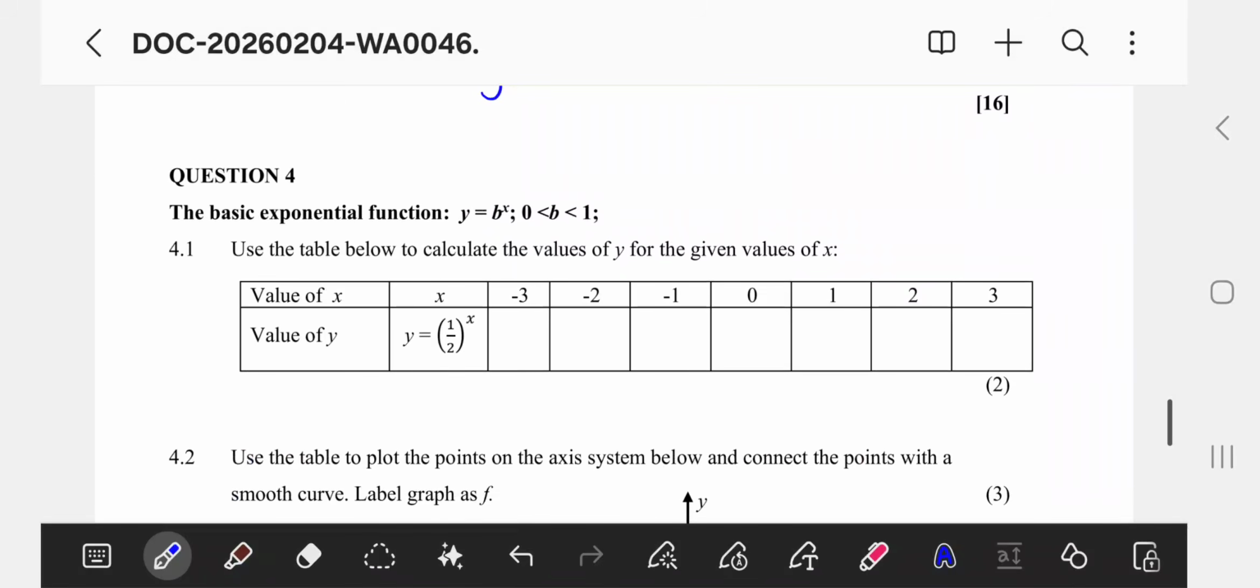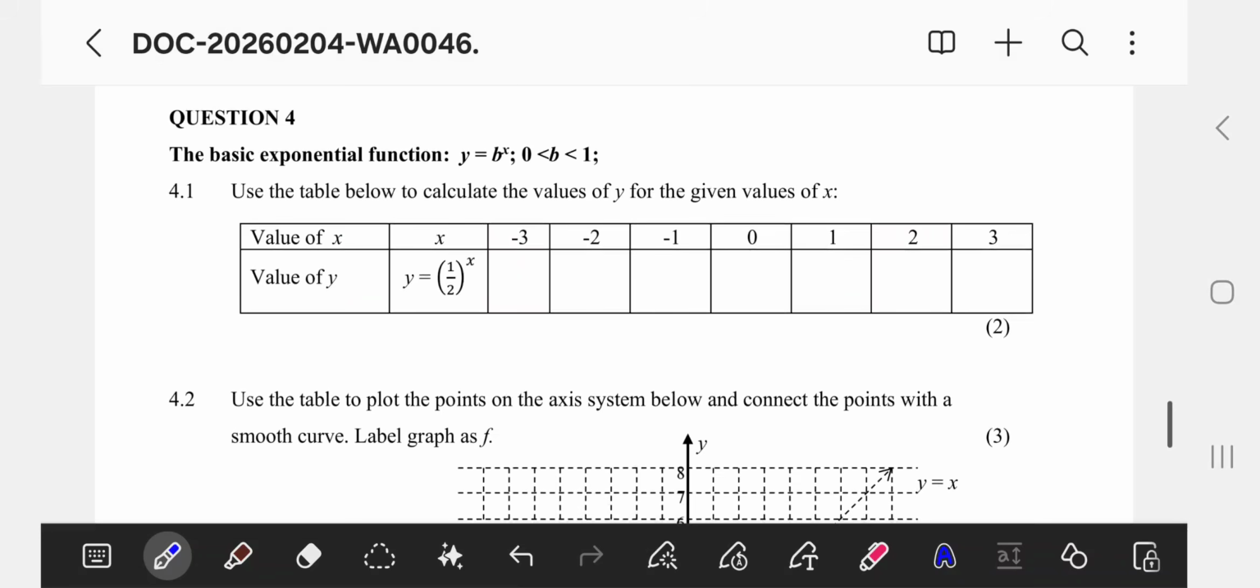Now when we look at question 4, it is also another exponential function in the format y is equal to b to the power x, but this time b lies between 0 and 1. So we can expect fractions like 1 over 2, 1 over 4, 2 over 3, etc. Where if we convert them to a decimal, it's between 0 and 1, so 0 point something. 4.1, use the table below to calculate the values of y for the given values of x.